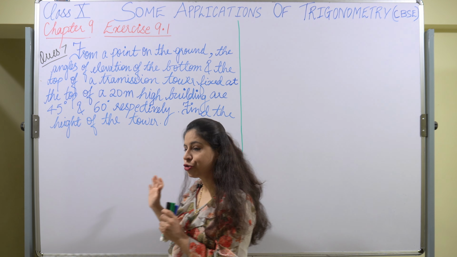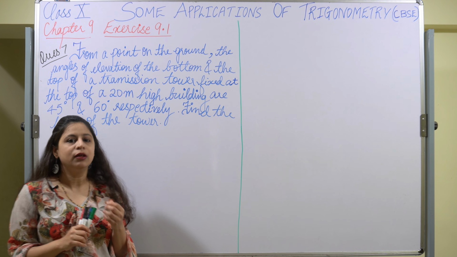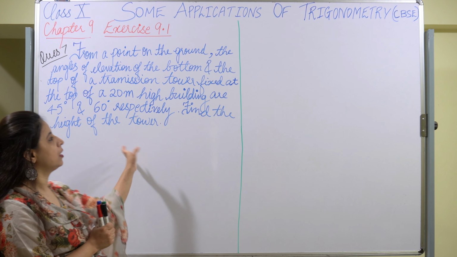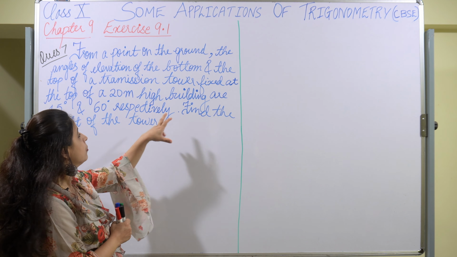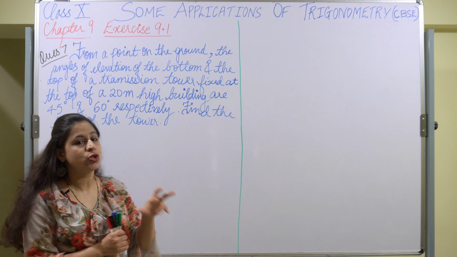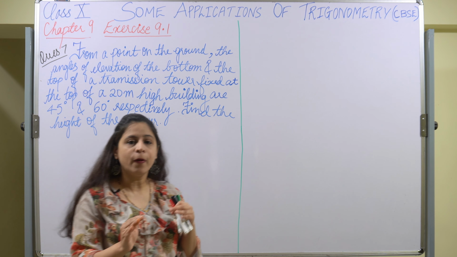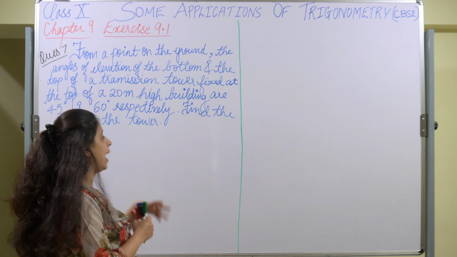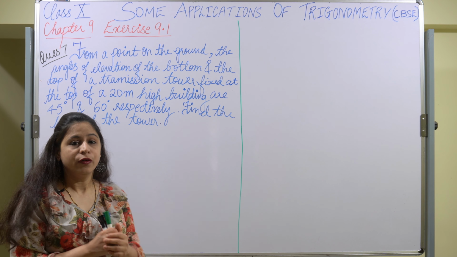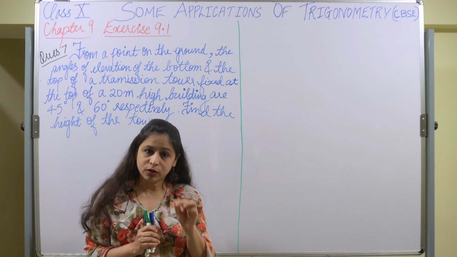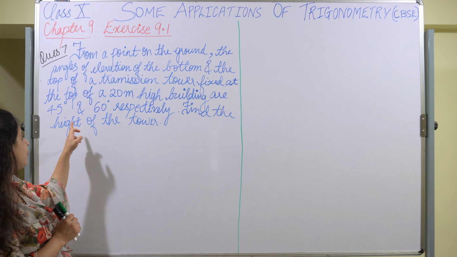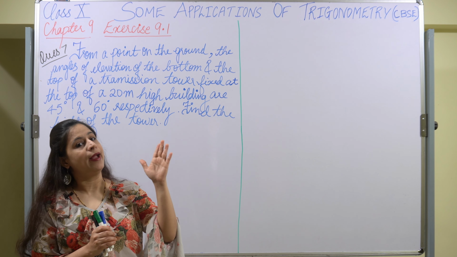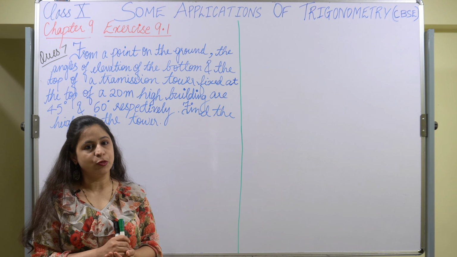According to the question, the first thing is to draw the figure, and then accordingly we will start solving the question. It is given that a building is 20 meters high, and on the top of the building there is a transmission tower placed. The angles of elevation from one point on the ground are 45 degrees and 60 degrees when viewed to the bottom of the transmission tower and to the top of the transmission tower.